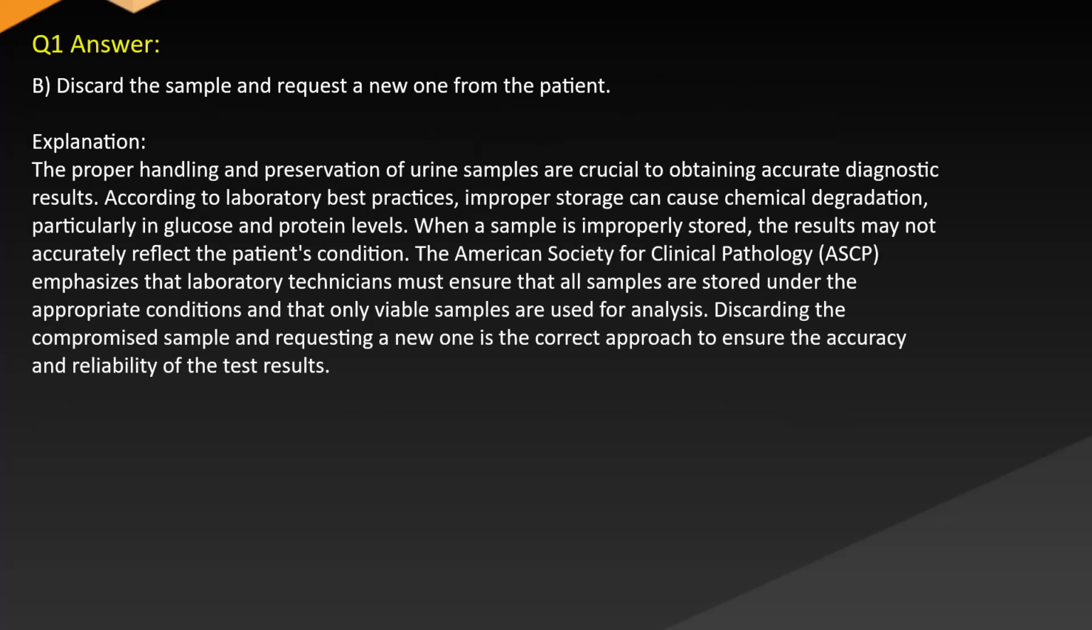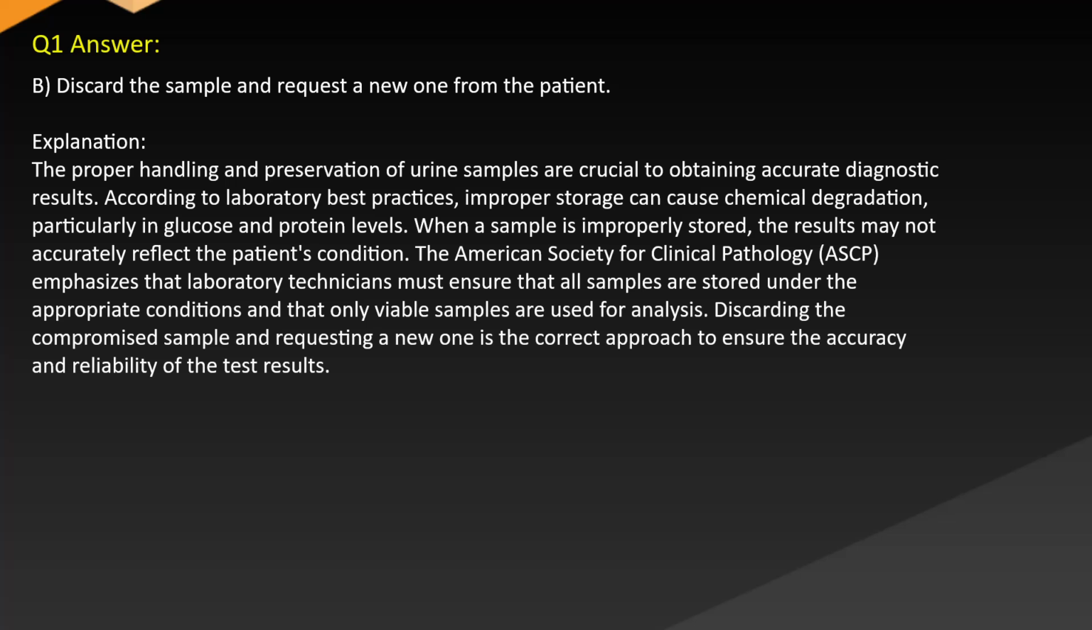Answer: B. Discard the sample and request a new one from the patient. Explanation: the proper handling and preservation of urine samples are crucial to obtaining accurate diagnostic results. According to laboratory best practices, improper storage can cause chemical degradation, particularly in glucose and protein levels. When a sample is improperly stored, the results may not accurately reflect the patient's condition.